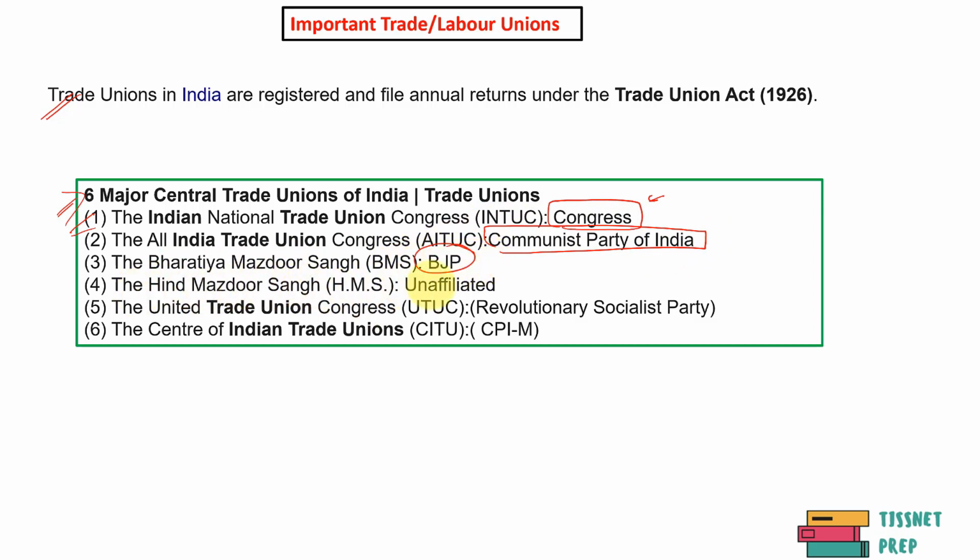The Hind Mazdoor Sabha is unaffiliated. Another important one is the United Trade Union Congress, UTUC, which has an affiliation with the Revolutionary Socialist Party. And the last, the Centre of Indian Trade Unions, CITU, which is for the CPI(M), Communist Party of India, Marxist. So you can get a question relating to the names of the trade unions.